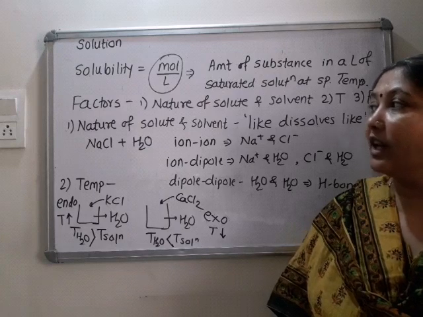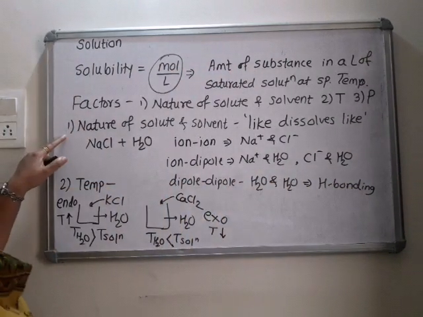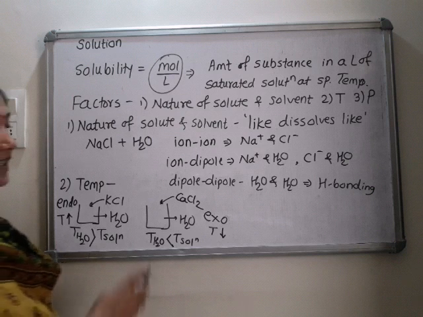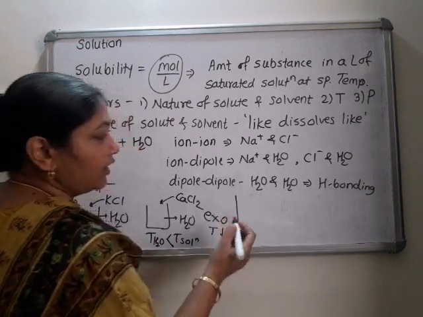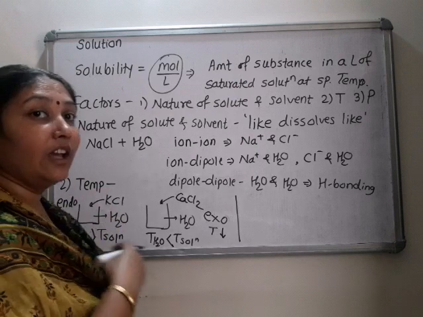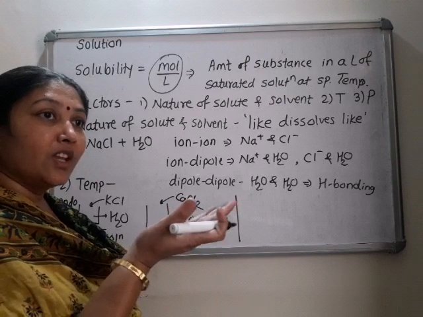Next factor is pressure. So the first factor is nature of solute and solvent, the second factor is temperature, and the third factor is pressure. That is the reason why, see, a give-reason type question is asked, that marine life is found at the depth of the sea, not at the surface.